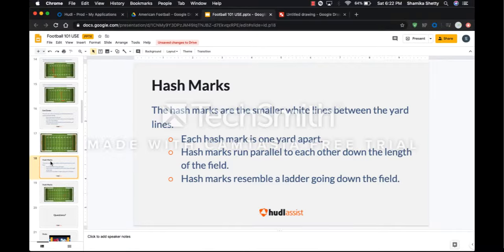Next is hash marks. Each hash mark is 1 yard apart. Hash marks run parallel to each other down the length of the field. Hash marks resemble a ladder going down the field.